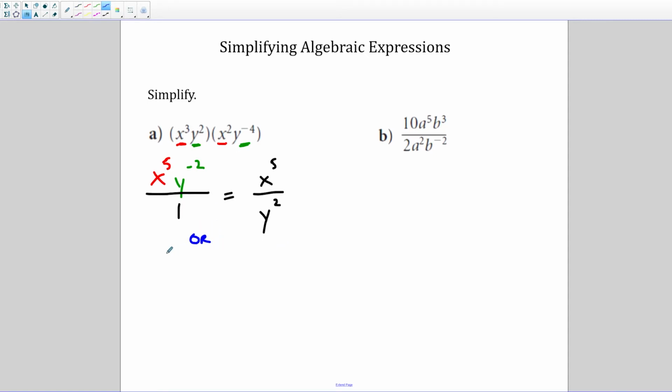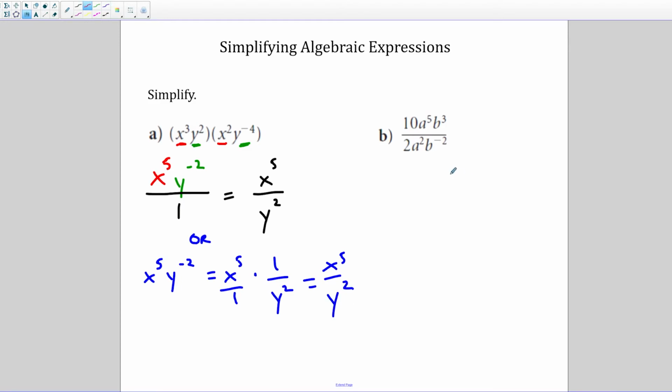Alternatively, what you could also think of this as, if we have x to the power of 5, y to the power of negative 2, this is really just the same thing as x to the power of 5 times 1 over y squared. If we think of this x to the power of 5 as a fraction, we have x to the power of 5 over 1. And since we're now multiplying fractions, I multiply across the top and multiply across the bottom, giving us the exact same thing.